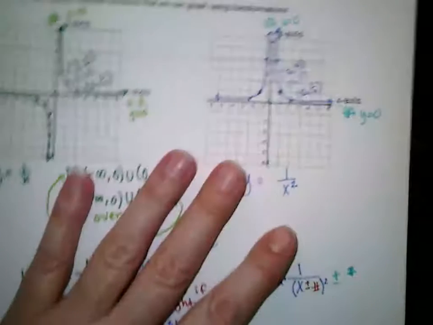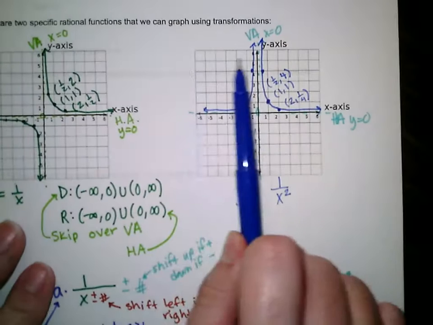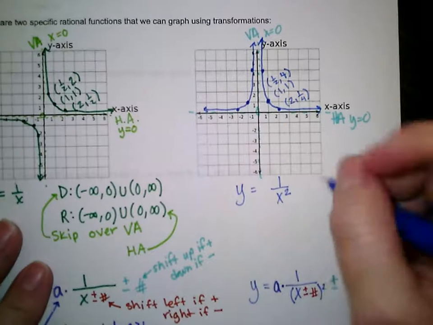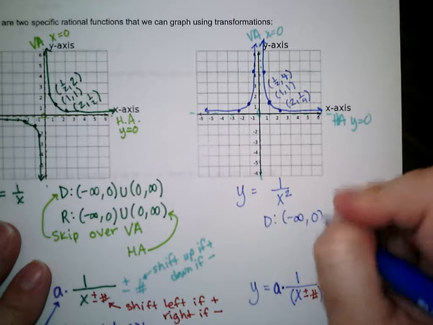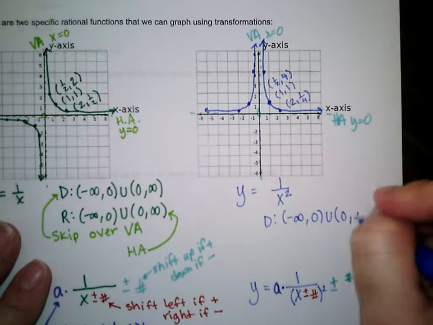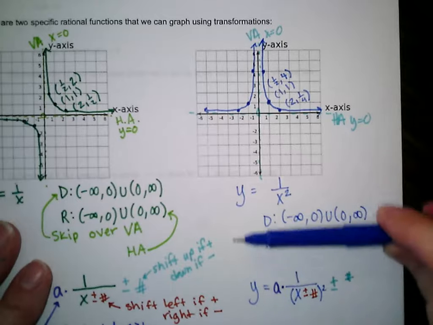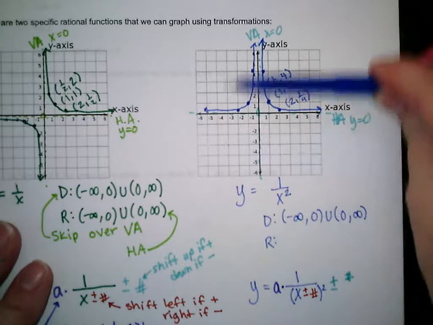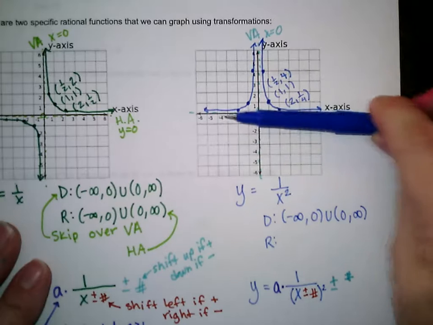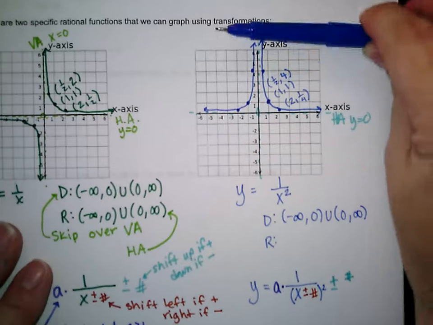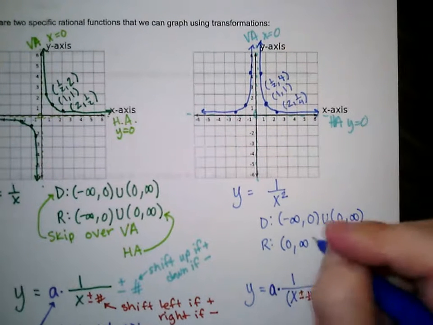What about domain and range? Domain for y equals 1 over x squared, left to right, we have to skip over 0. So domain, negative infinity to 0, and then 0 to infinity. Range, if I go from negative infinity up, the first y values we start having are 0, but we can't include it because of the asymptote. So we will go 0 to infinity with a parenthesis on both.